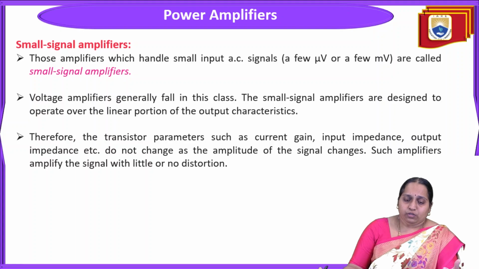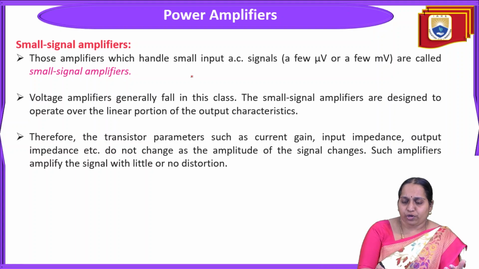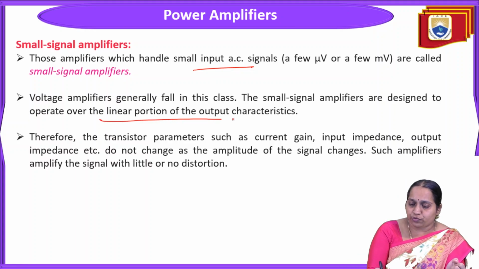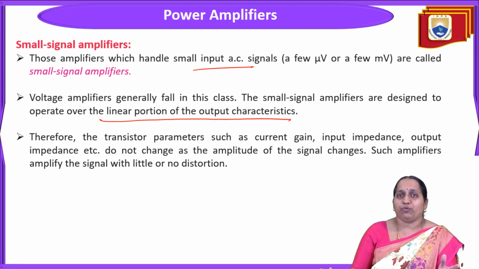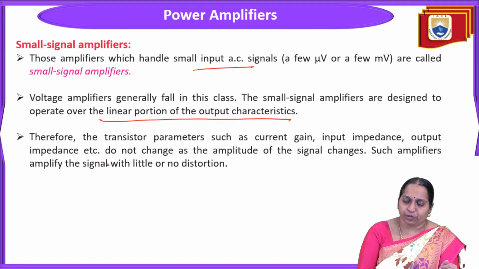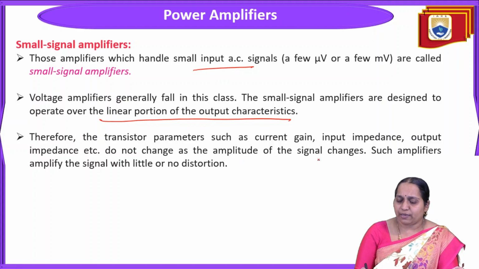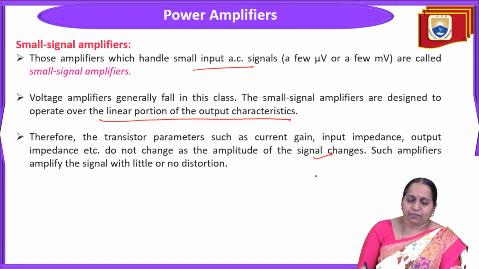Small signal amplifiers handle small input AC signals. Voltage amplifiers generally fall in this category. Small signal amplifiers are designed to operate over the linear portion of the output characteristics. So the transistor parameters such as current gain, input impedance and output impedance do not change as the amplitude of the signal changes. Such amplifiers amplify the signal with little or no distortion.